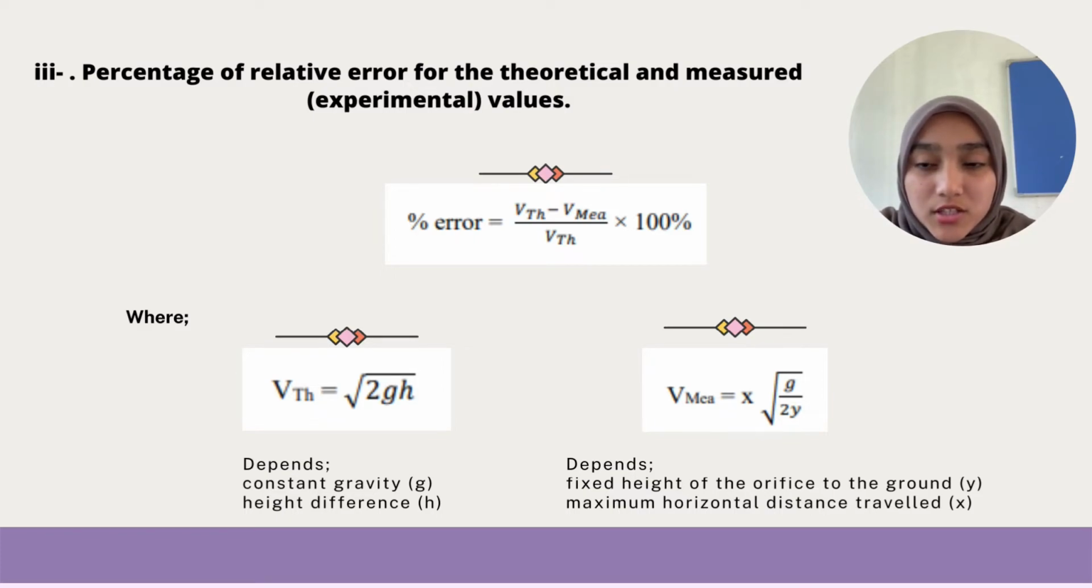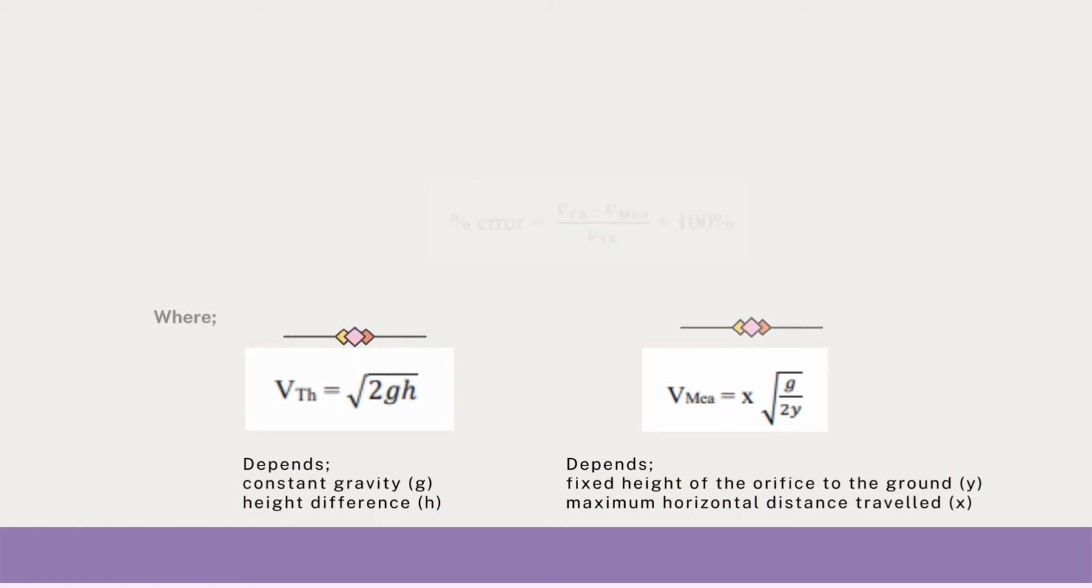The measured velocity, V measured, when the fluid leaves the orifice can be obtained by considering the maximum horizontal distance traveled, which is x. The formula is V measured is equal to x times square root of G over 2y.